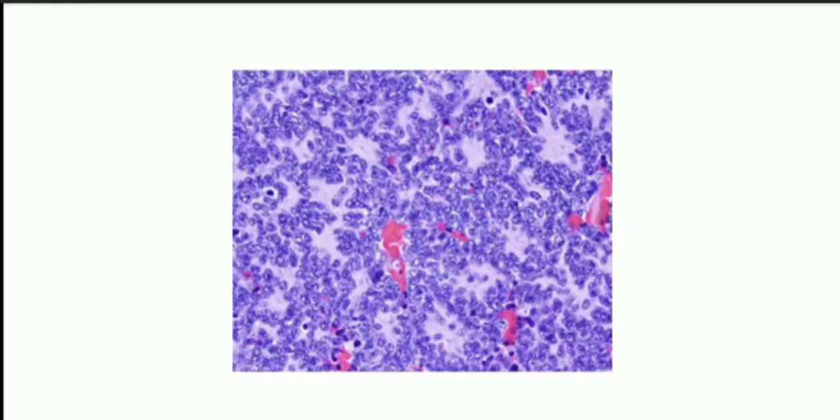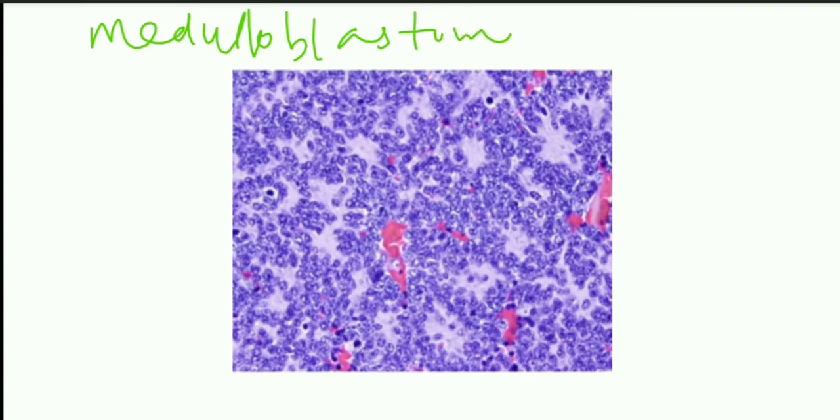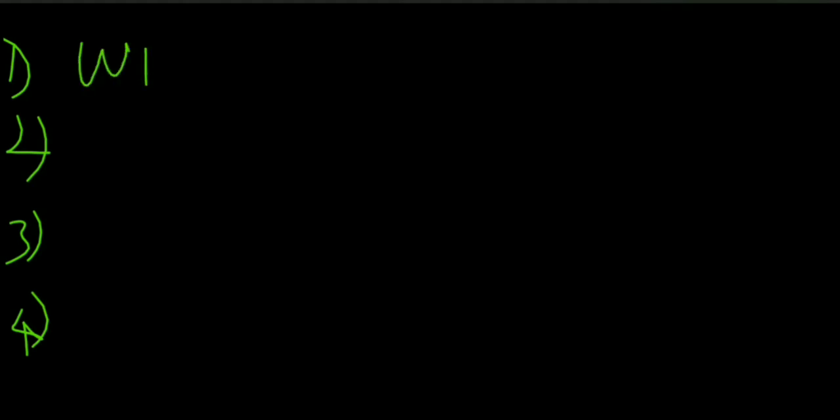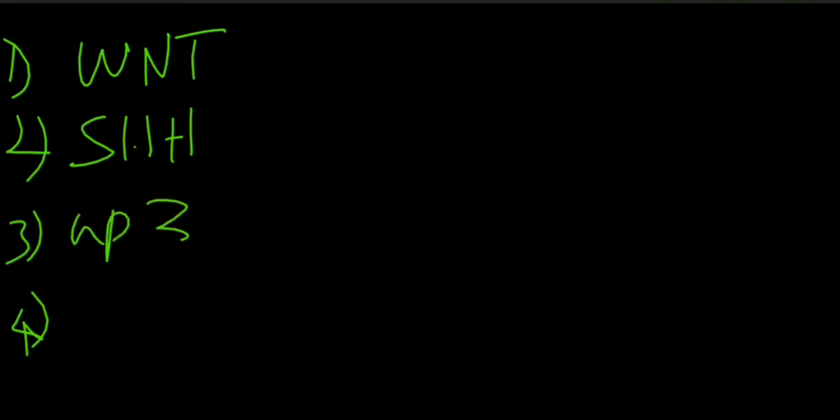Hi everyone, so we are learning about CNS pathology and today we are going to learn about medulloblastoma. First of all, we will learn about the molecular classification. So there are four types. First one is WNT type, then SHH type, group 3 and group 4.